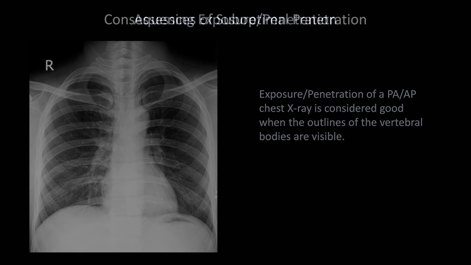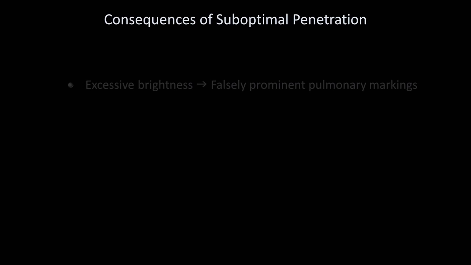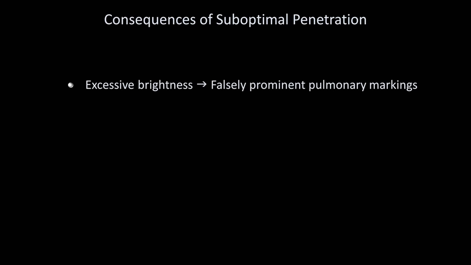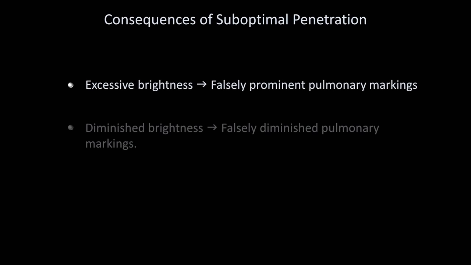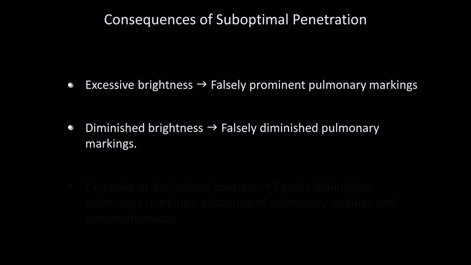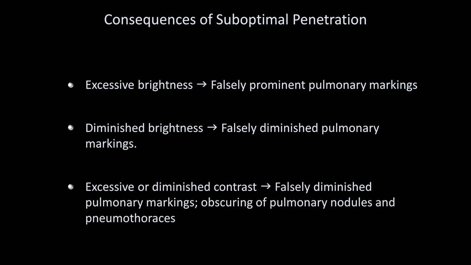The consequences of suboptimal penetration: excessive brightness leads to falsely prominent pulmonary markings, while diminished brightness leads to falsely diminished pulmonary markings. And either excessive or diminished contrast causes all kinds of fine or subtle details to be lost. This most significantly causes falsely diminished pulmonary markings and obscuring of both pulmonary nodules and pneumothoraces.